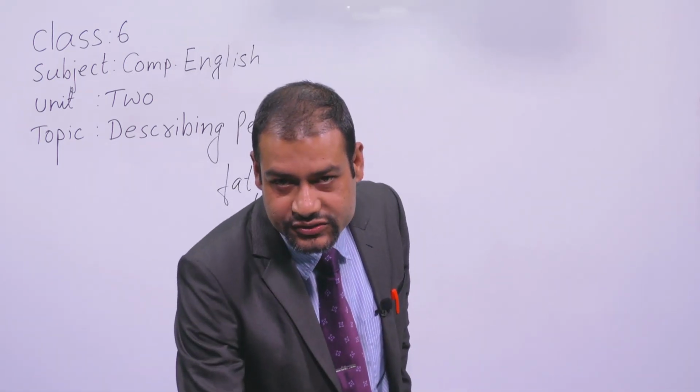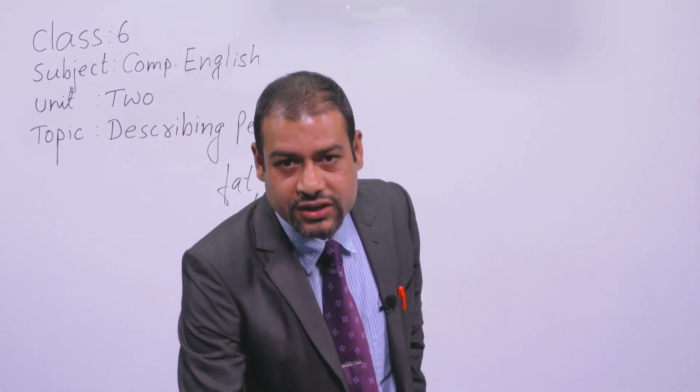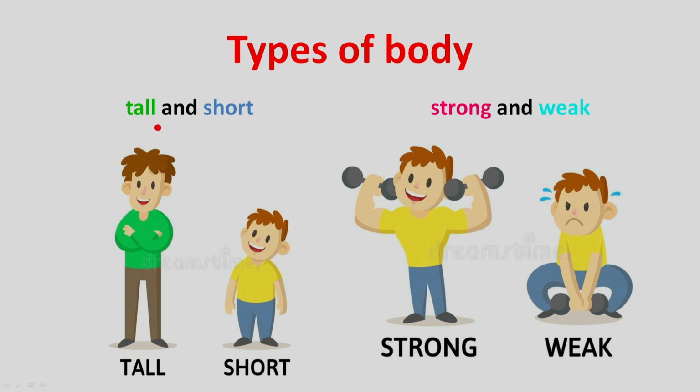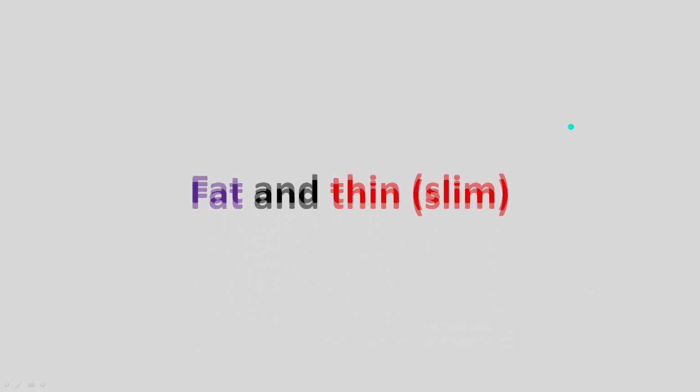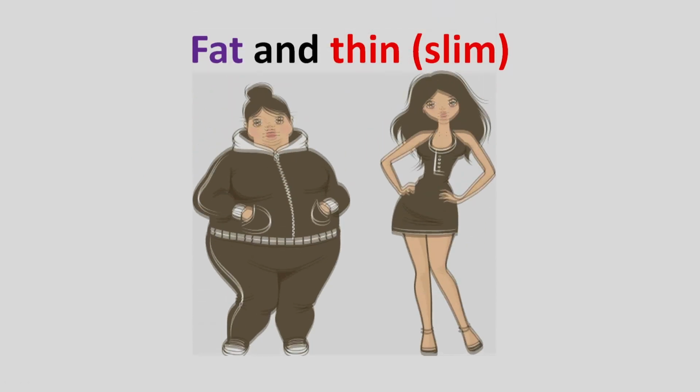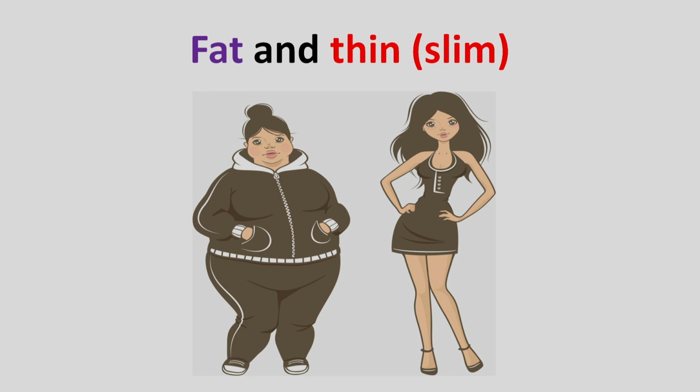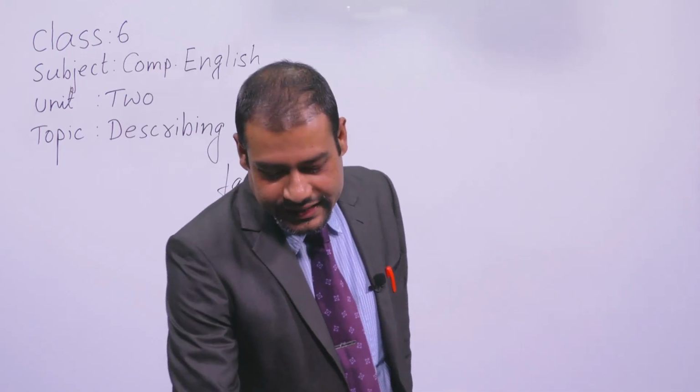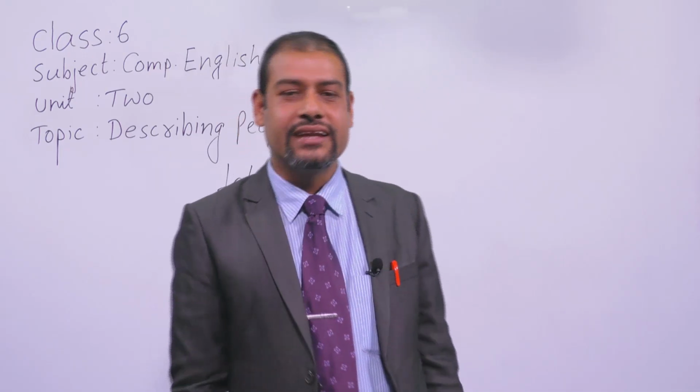See, again, I would like to repeat it. First of all, you shouldn't forget to write the words tall, short, strong, weak, and then you have to write down fat and thin. In your level, we are going to use these words to describe people's bodies. Is that clear? Have you finished writing in your notebook? Good. If so, let me show you another slide.